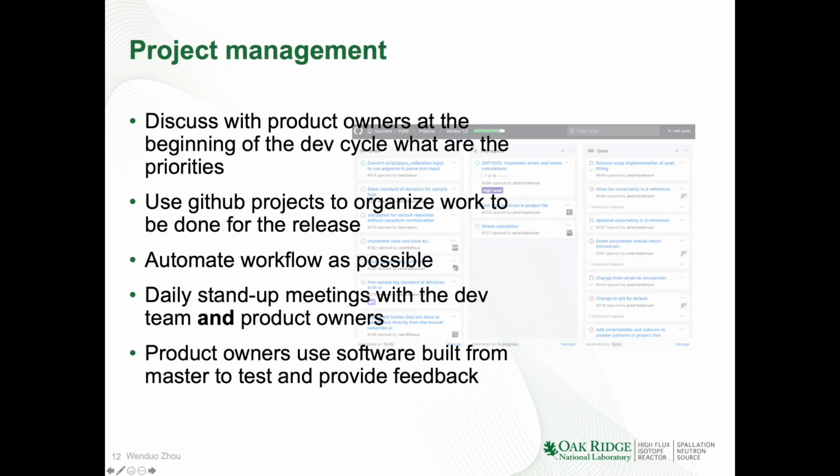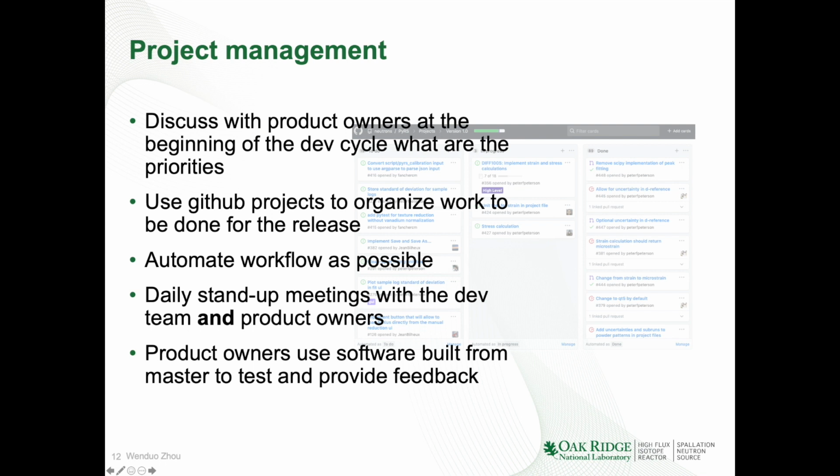A successful software project requires a good strategy of project management. A team is formed in the RSE group to develop PyRS. In this project, we use agile programming and multiple development cycles. At the beginning of each development cycle, our team and the project owner, in our case the instrument team, will discuss the priorities of the tasks. A GitHub project is used to organize the work to be done for the release. The workflow is automated as much as possible.